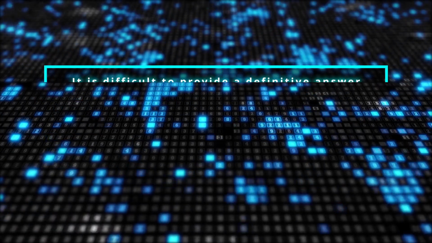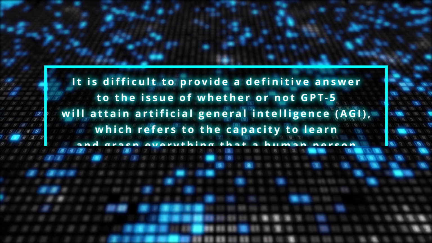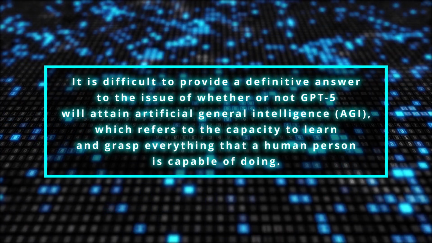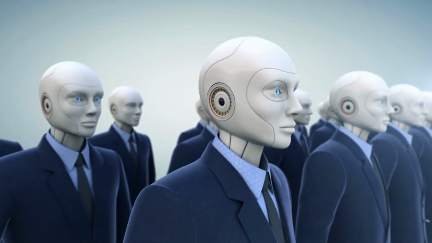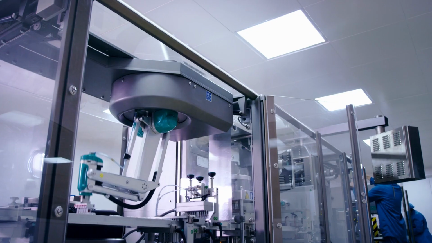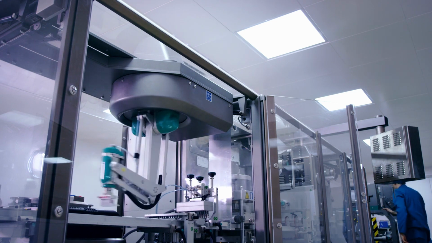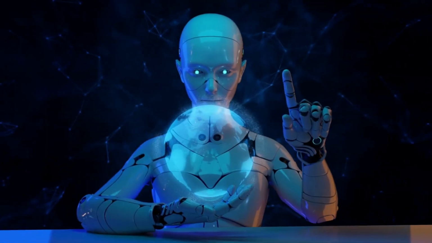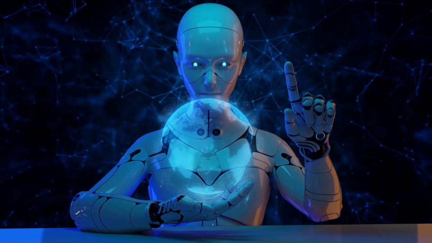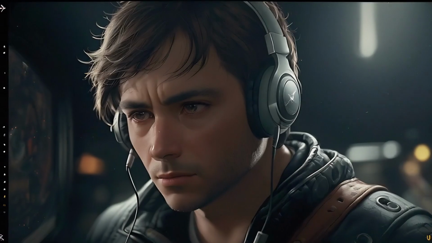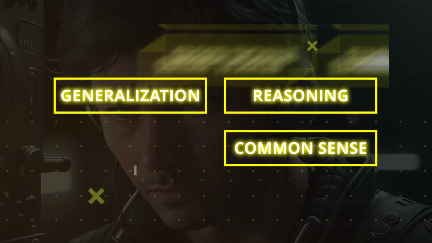It is difficult to provide a definitive answer to the issue of whether or not GPT-5 will attain artificial general intelligence, AGI, which refers to the capacity to learn and grasp everything that a human person is capable of doing. Although there have been some early reports and conjectures stating that GPT-5 might attain AGI by the end of 2023, the majority of scientists and researchers consider this hypothesis to be very improbable and believe that it is still too early to make a prediction. We are probably still a good number of years away from having AGI, and GPT-5 will have to contend with a wide range of challenges and restrictions, notably in domains like generalization, reasoning, common sense, and ethical issues.